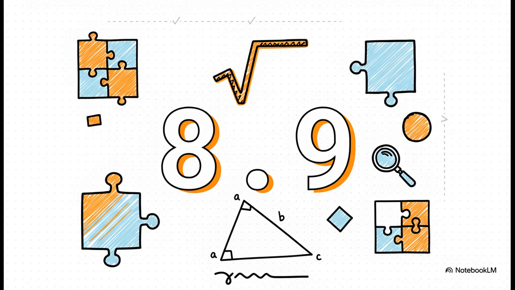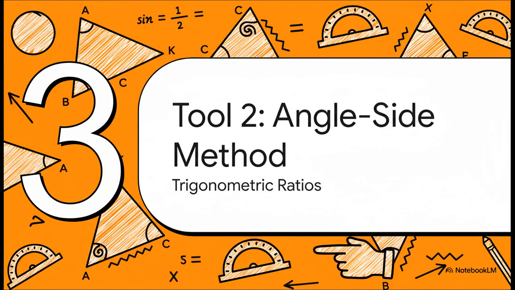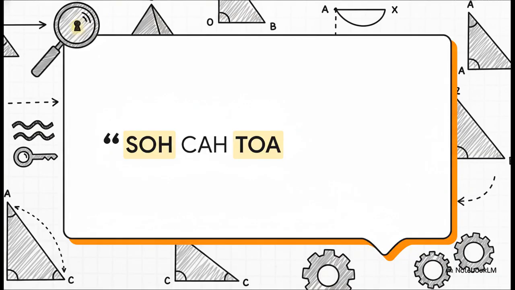Not so bad. Okay, time to switch gears and grab our second tool. What happens when you don't have 2 sides to work with? What if instead you're given 1 side and 1 angle? For that, we need our good friends, the trigonometric ratios. And the key to unlocking these ratios is probably the most famous mnemonic in all of math, SOH-CAH-TOA.